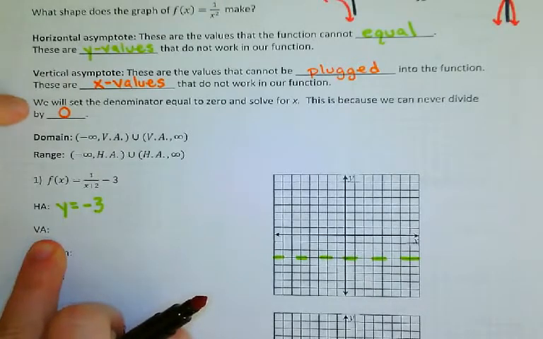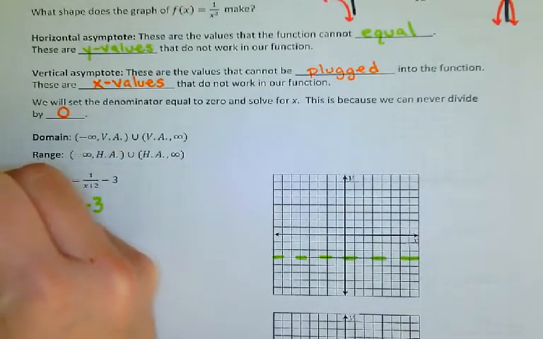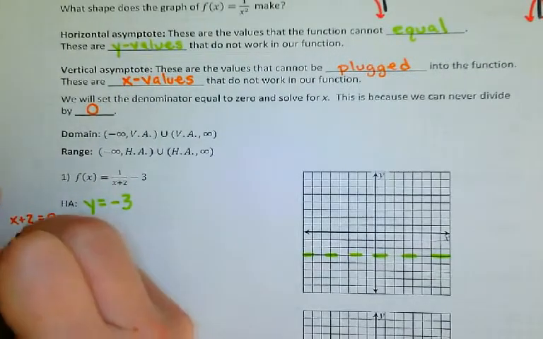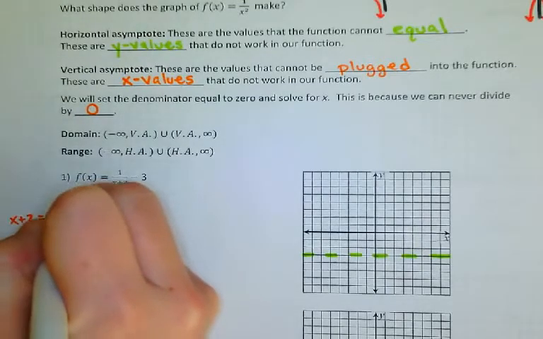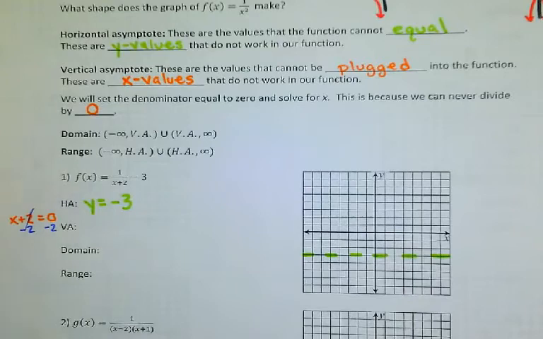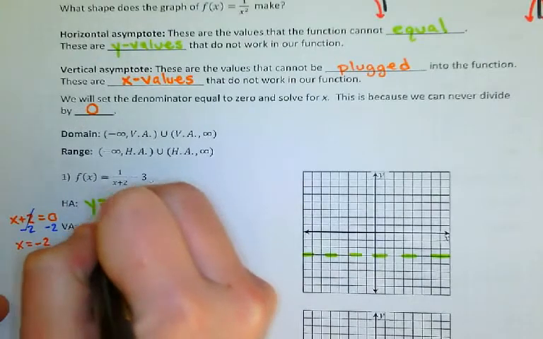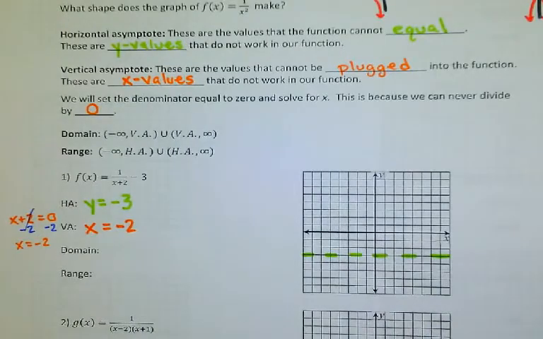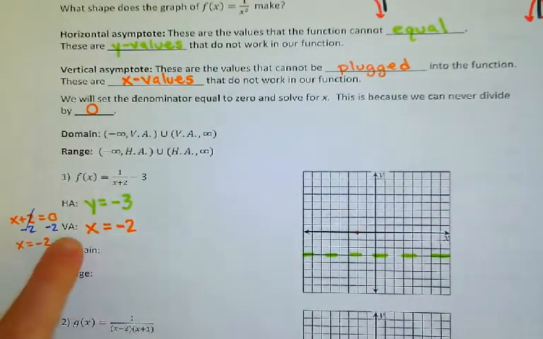Then my vertical asymptotes are the x values that do not work, and to find that we set the denominator equal to 0 and solve for x. So here our denominator is x plus 2. If we set this equal to 0, I have to subtract 2 on both sides to get x all by itself. So that means we're going to get x equals -2. So there is our vertical asymptote, x equals -2. So I'm going to find -2 on my x-axis, and now I'm going to draw a vertical line.